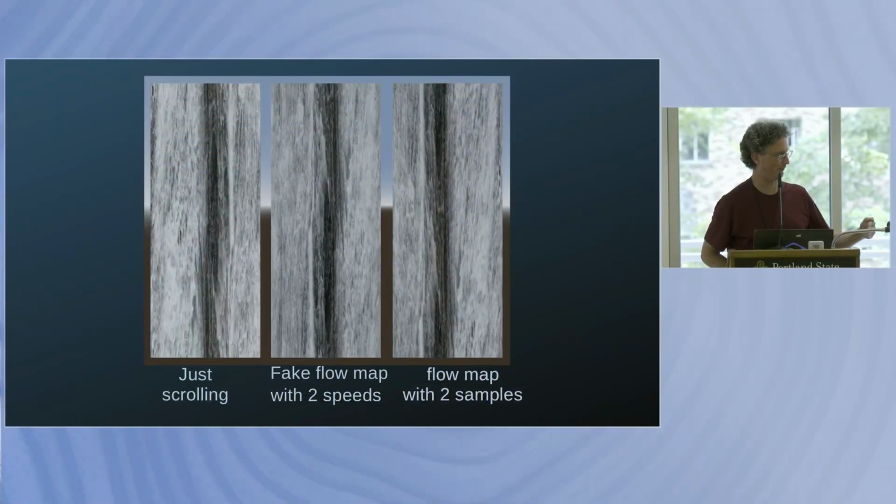And this is a comparison between different scrolling techniques. Just scrolling, or you can have a flow map with two different samples on the far end over there. The middle one is kind of faking. If you're in a hurry and you can't remember the math for flow maps, then you can take two samples of the same image and just have them scroll at different speeds. And depending on your circumstances, one might be easier to hit your deadline.